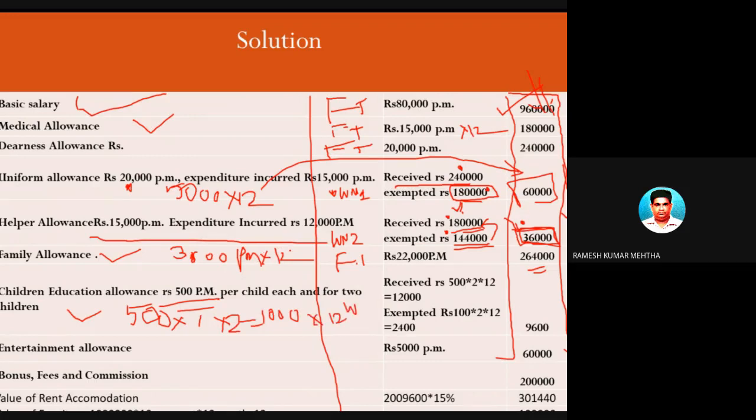Again working notes number 3, you have to write working notes in the examination. So 12,000 was the amount he has received. What is the rule? 100 rupees per month per child up to 2 children.